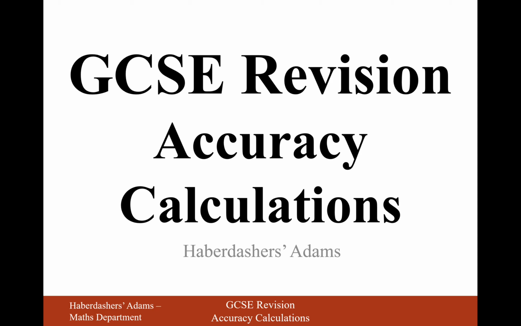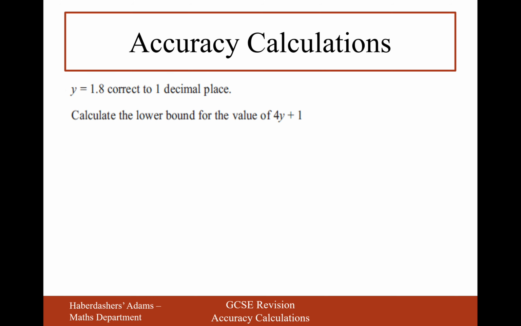Here we're looking at accuracy calculations. Let's just jump straight into a question then. So here we've got y equals 1.8 to 1 decimal place. Calculate the lower bound for the value 4y plus 1.